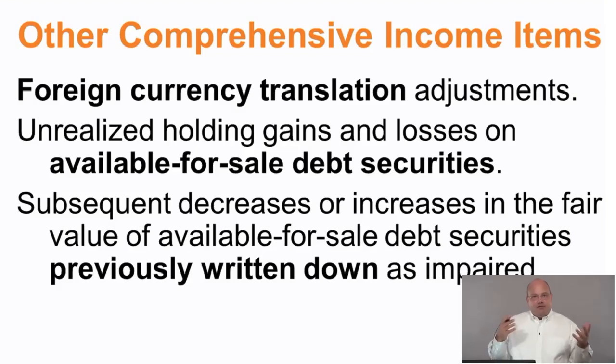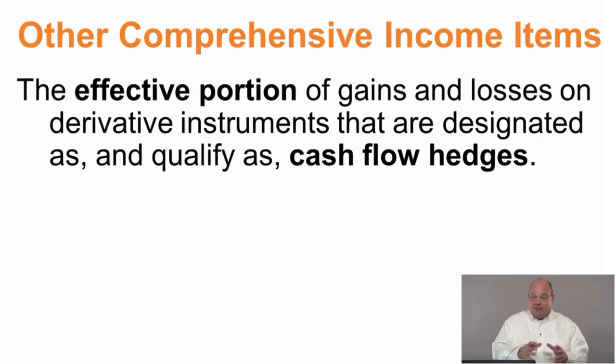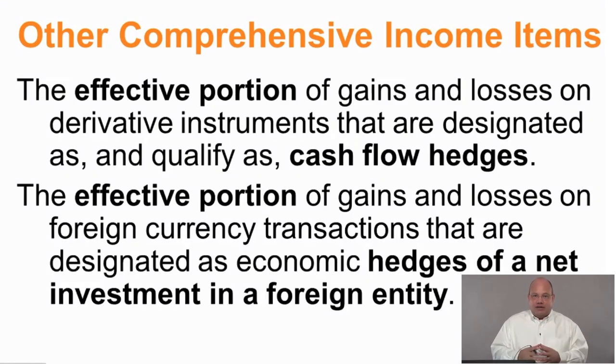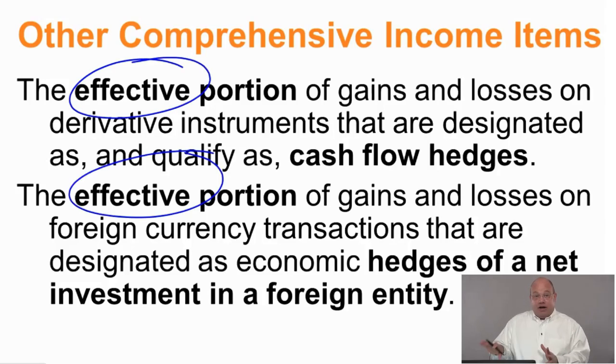There's more. The effective portion of gains and losses on derivative instruments that are designated as cash flow hedges. And also the effective portion of gains and losses on foreign currency transactions that are designated as economic hedges of a net investment in a foreign entity. We don't need to go into the detail, but the key word here is the effective portion. The ineffective portion is going to go to the income statement. The effective portion is going to go to other comprehensive income.